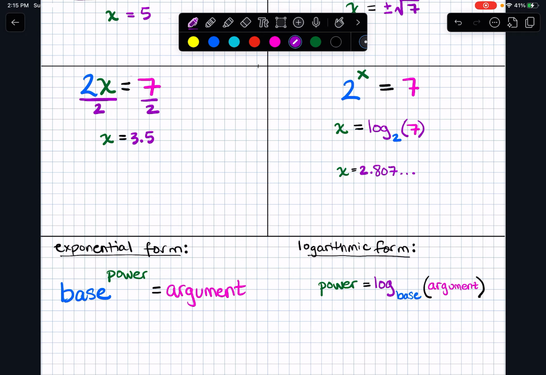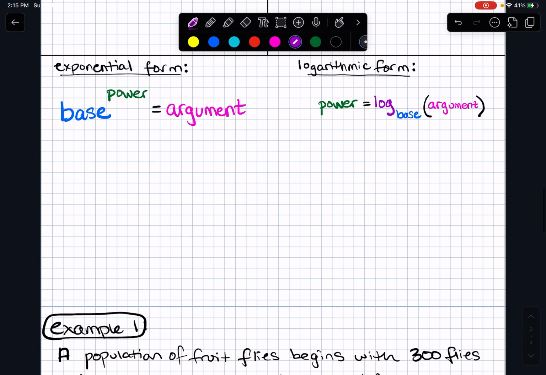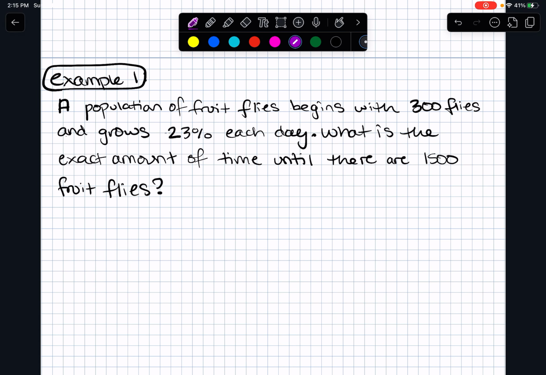So let's look at a couple examples of when this can be useful. In our first example, a population of fruit flies begins with 300 flies and grows 23% each day. What is the exact amount of time until there are 1,500 fruit flies? So from exponential functions, we know that we have an initial value of 300. If it's growing 23% each day, then it has a growth factor of 1.23 to the power of x, if x is in days. And we want to know when this is going to equal 1500.